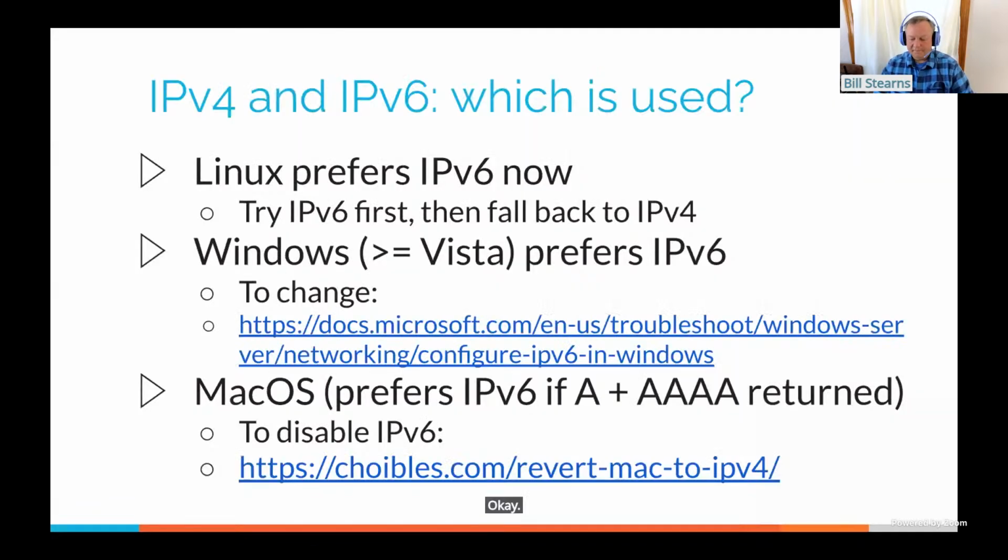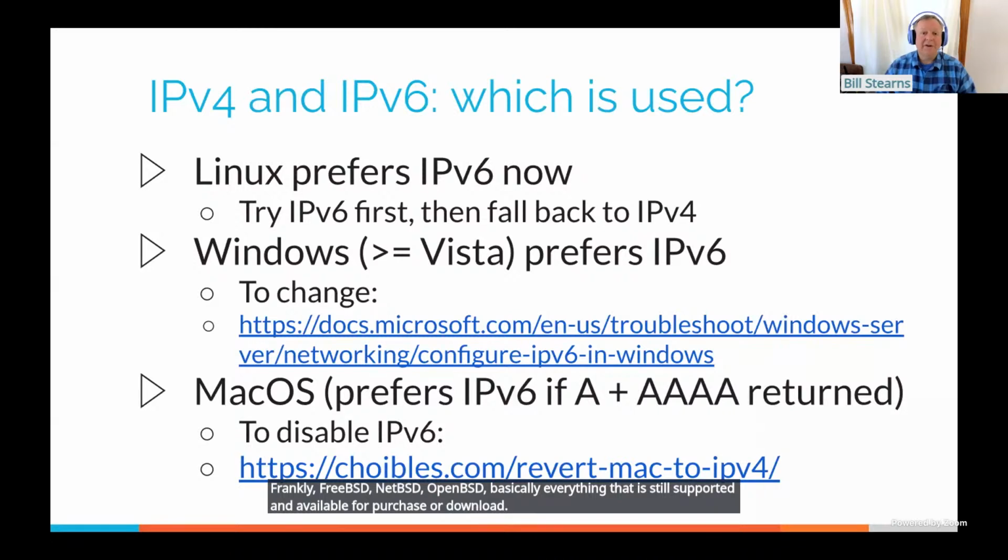So when you come to the operating system layer, what do operating systems use? Well, all three major operating systems, Linux, Windows, and Mac OS, and in fact, frankly, FreeBSD, NetBSD, OpenBSD, basically everything that is still supported and available for purchase or download knows how to talk IP version 4 and 6. The operating system does, the libraries that come with the operating system do, they all do. So Linux is going to try to use IP version 6 by default. If that connection fails, it may fall back to IP version 4.